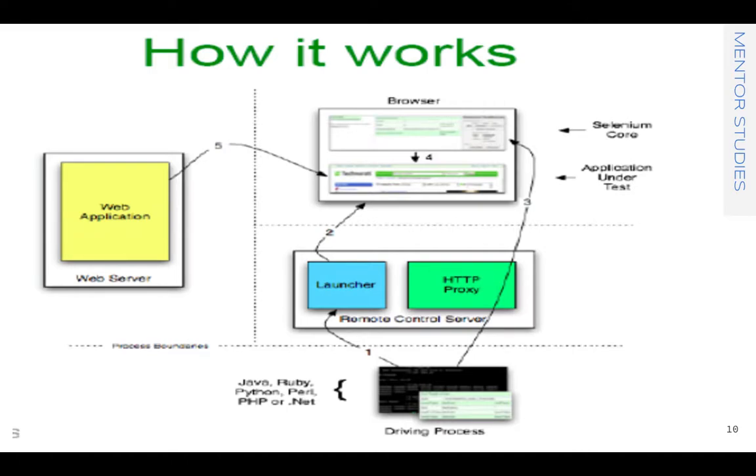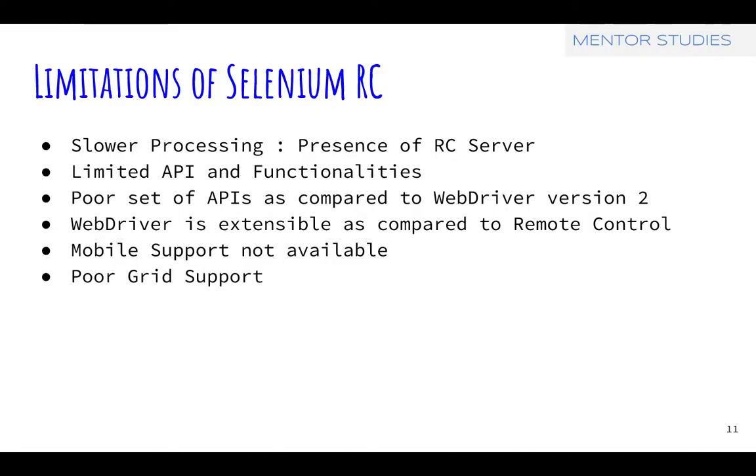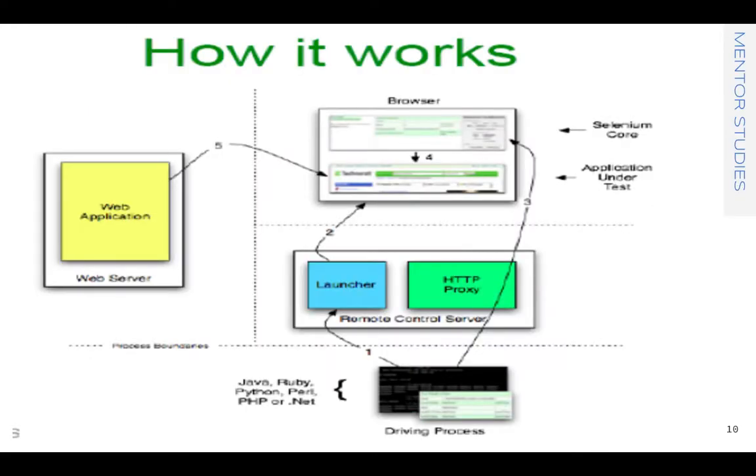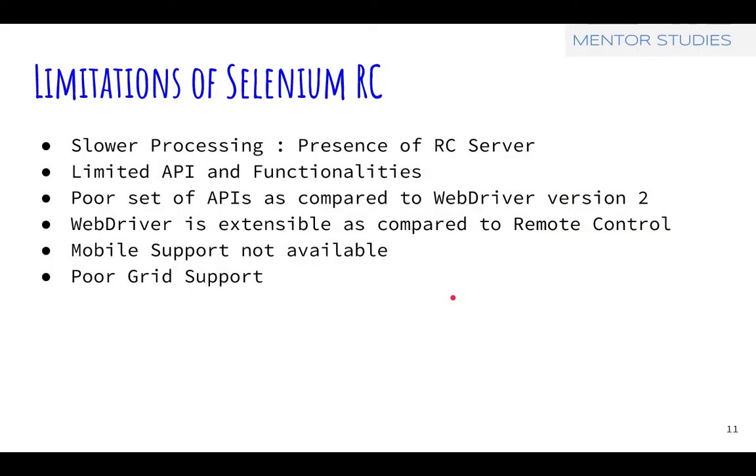So yes, there are lots of demerits and limitations of RC. If we see, it's slow processing because of the presence of the RC server. Now we are sending data not directly to the browser, not automating the browser directly. There is one middleman in between, the RC server, and it does the heavy lifting. Also, when we try to communicate with the browser, we need to use its proxy. We pass the data through the proxy. Because of this, it's getting slower. So that's one limitation of Selenium RC.